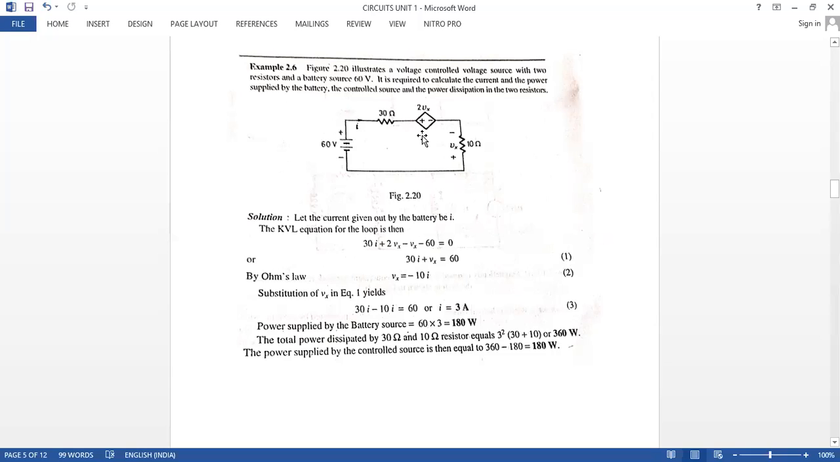Dependent sources are shown by diamond shape. Okay. And this is voltage source or current source? Anyone tell me? Current source means arrow mark will be present. This is plus and minus. This is dependent voltage source. And what is the variable they have given here? This voltage source is depending on which variable? Voltage or current? Voltage. Okay.